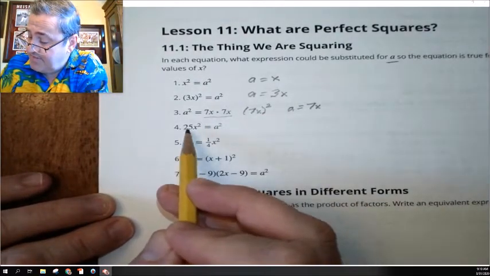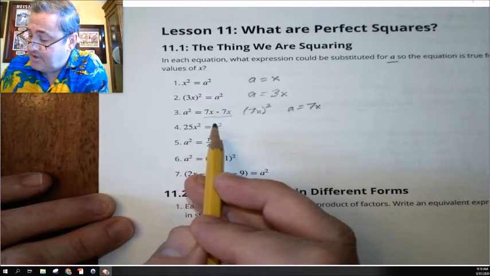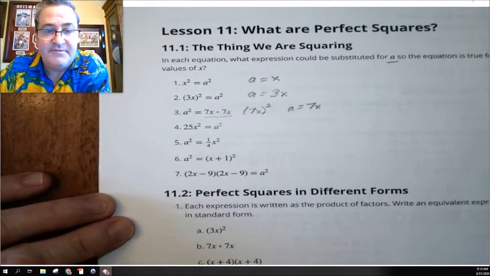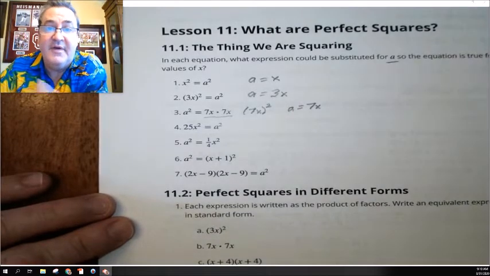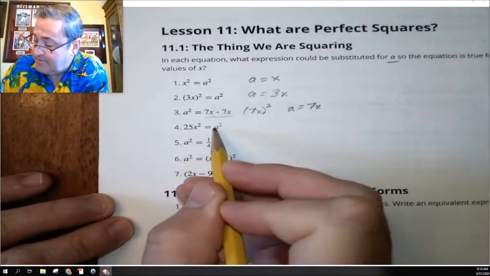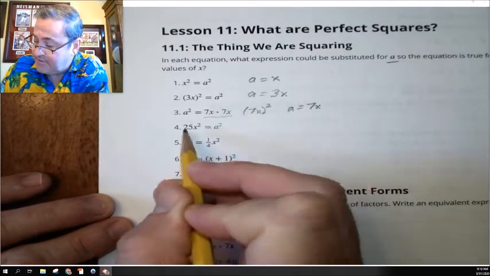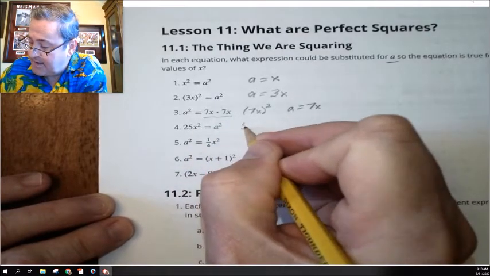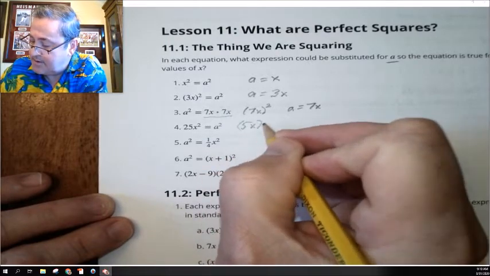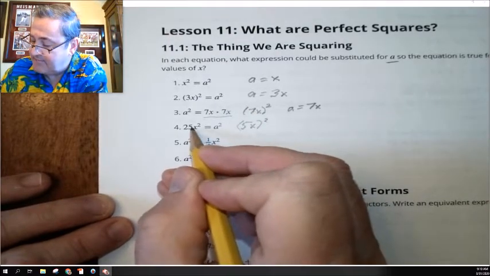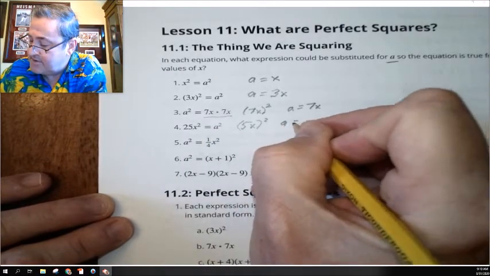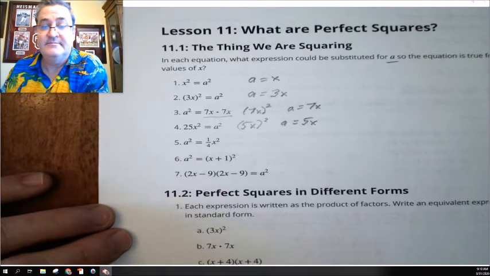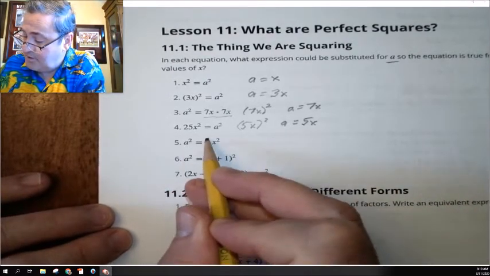Okay, this one says 25x squared equals a squared. Your first thought might be it's 5, right? Because 5 squared would be 25. But if we just put 5, it would just be 25. 25x squared does not equal 25. It would equal 5x squared, right? Because x times x and 5 times 5. So a must equal 5x. Don't forget the x.